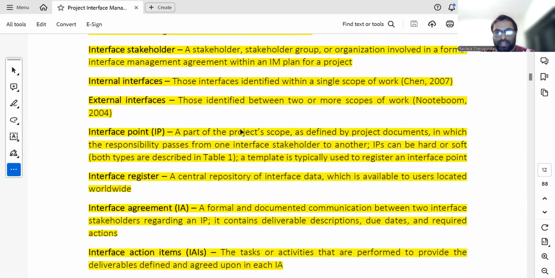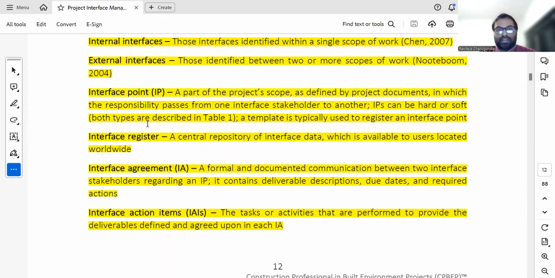And the interface points can be the hard interfaces or the soft interfaces. So for the topic, I would like to explain what is hard and what is soft interfaces. But here at a high level, I can explain what is a hard interface. It's like responsibilities. And what is a soft interface? It's like the flow of exchange of communication. Further, I can explain much more detail about the hard and soft interfaces.